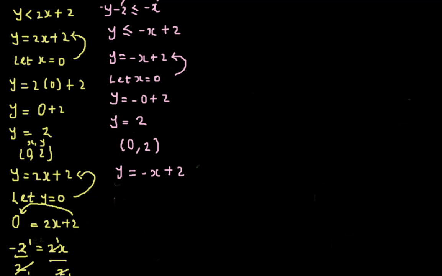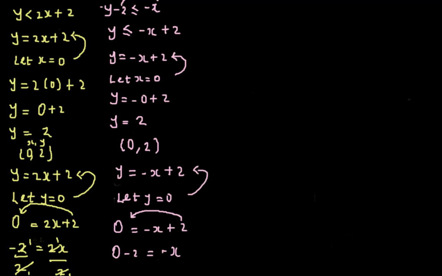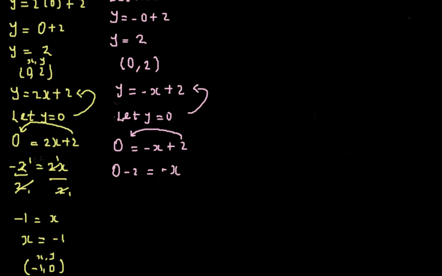Now the next step, we put y as 0 and then we find x. So let y equals to 0. Put it into the equation. We are going to be having 0 equals to minus x plus 2. Then to find x, 2 has to go to the other side. So this will be 0 minus 2 equals to minus x. 0 minus 2 is minus 2. So we are going to be having minus 2 equals to minus x.